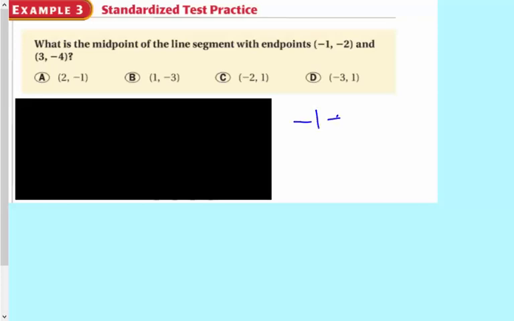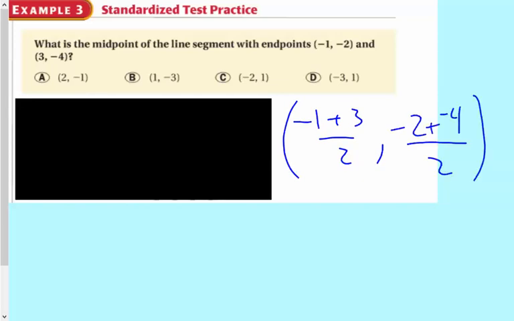Negative 1 plus 3 divided by 2. Again, just adding the x's and then adding the y's. It doesn't matter which order you add the two numbers in, because you're just adding and you're going to get the same answer regardless. So we're looking at 1 and negative 3.